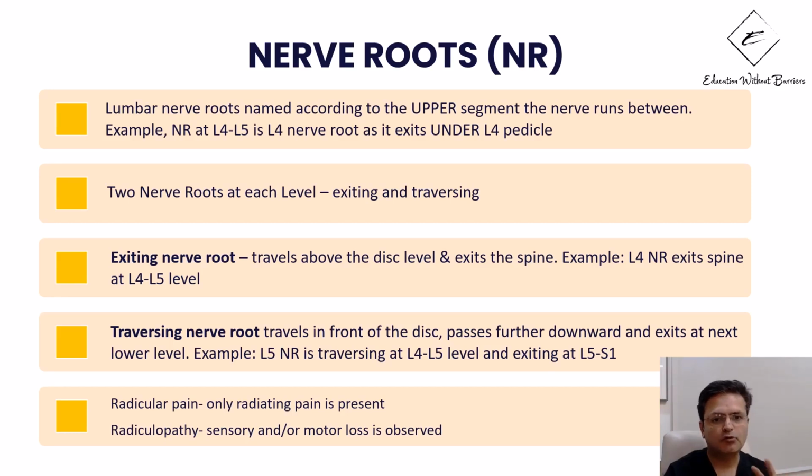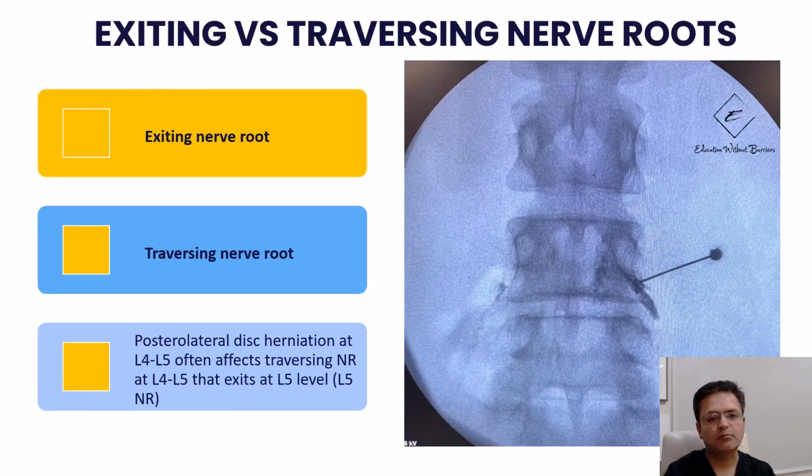Now there are two nerve roots. One is the exiting nerve and the other one is a traversing nerve. When I show you the next slide, I think this will become clearer. And this has got practical importance. Why do I say that? Because you might want to change the level of your injection based on which nerve root is involved. So let's take an example.